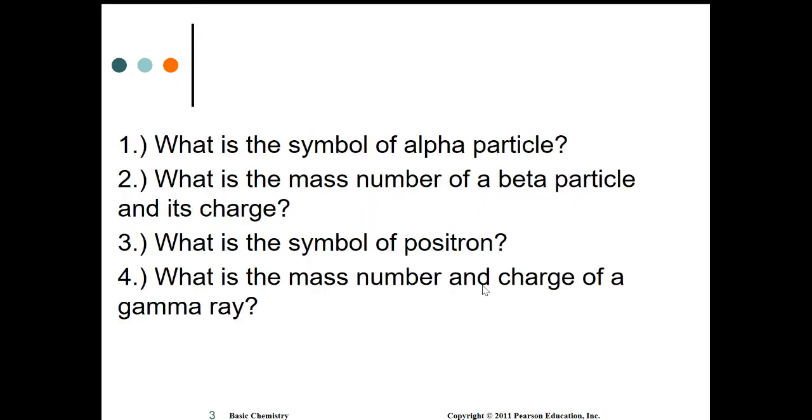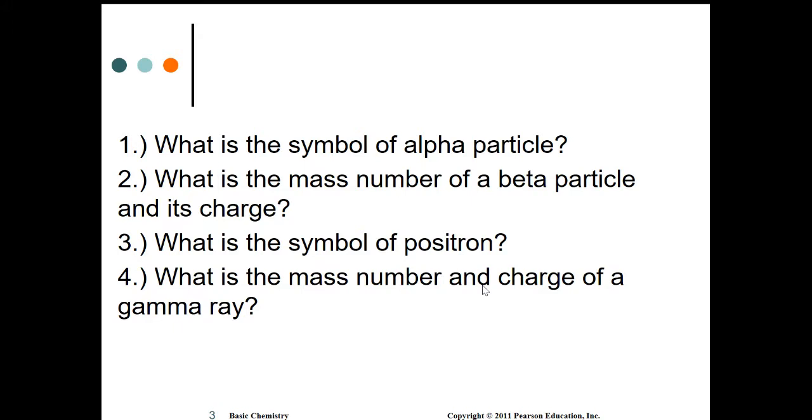Okay, so let's review again. We've learned these particles last time. What is the symbol of alpha particle? What is the mass number of a beta particle and its charge? What is the symbol of positron? What is the mass number and charge of gamma ray? Pause and then answer.